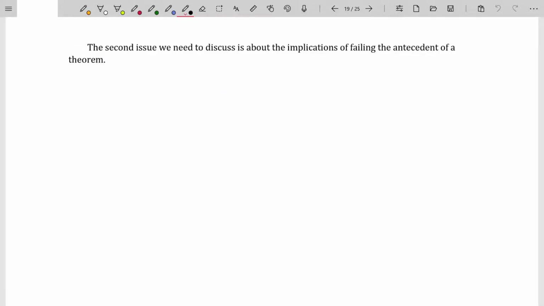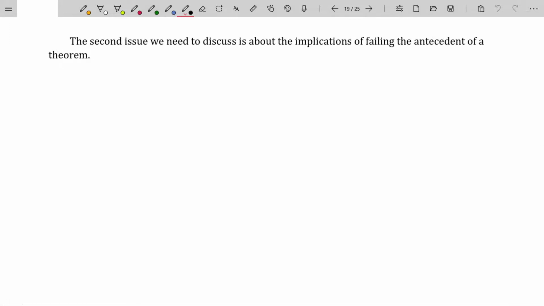The second issue we need to discuss is really about understanding theorems in general. The theorems that are associated with the symmetry of polar curves often get misconstrued. So let's talk about failing the antecedent of a theorem. You might say, what the heck is an antecedent? Well, theorems generally have two parts, really. They have what we call the if part and the then part. Like, if it's raining, which it is right now actually, then it must be cloudy. That's a theorem. If it's raining, then it must be cloudy.